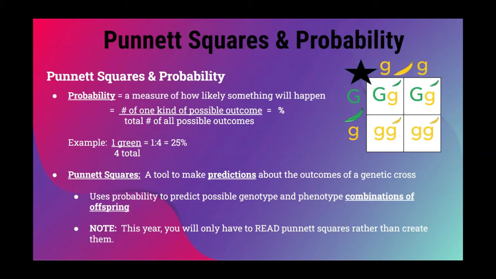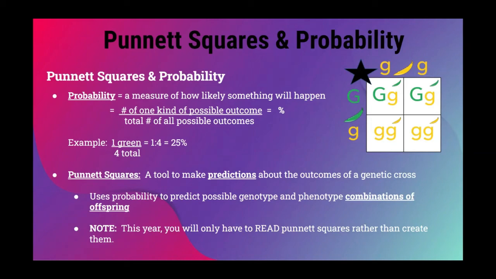So the action of actually having to read to create them is just not a very useful trait. So what you do is you count how many of a possible outcome that you're looking for, and then you put it over the total. And when you divide that, you're going to get a percentage.